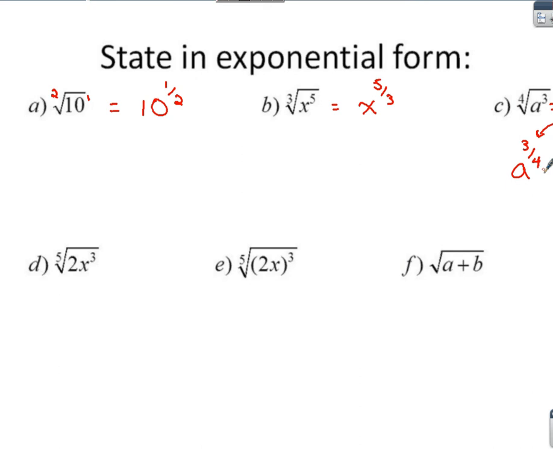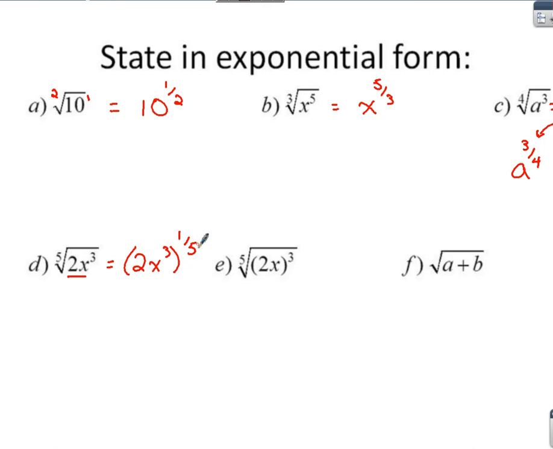Okay, on part D, we add a little something to this as far as what's occurring underneath the root here. We've got a 5th root of 2x cubed, so we've got the 5th root applied to a product. For starters here, I'm going to take this 5th root, and to denote the 5th root, I'm going to take this whole 2x cubed and raise it to a 1/5 power overall.